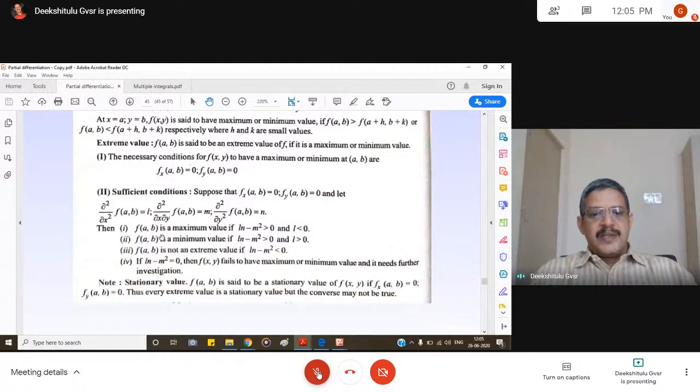If f is maximum or minimum, LN minus M squared is greater than 0, and L is less than 0 or greater than 0, that means it is a maximum or minimum point. Obviously, this is a stationary point. But every stationary point need not be an extreme value. Why? Because if LN minus M squared is equal to 0, it is neither maximum nor minimum. So every stationary point cannot be an extreme point, but every extreme point is a stationary point. This last statement is a very, very important statement.